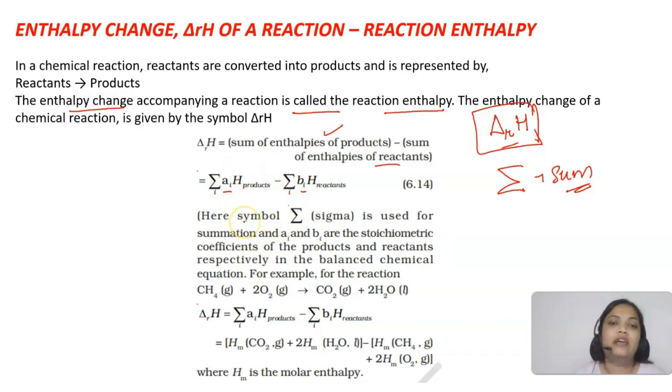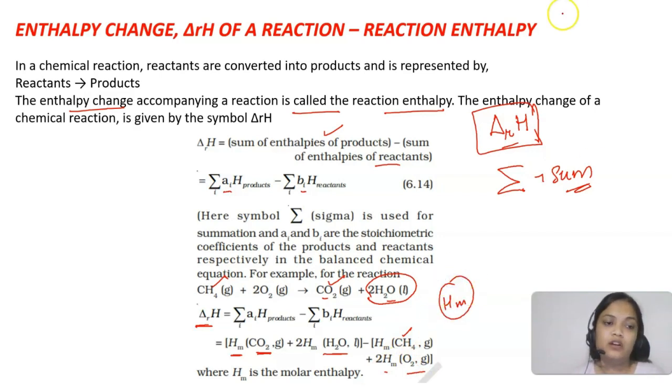All right, let's take an example so you will understand it in a better way. Let's say I have methane plus 2O2 gives CO2 plus 2H2O. So here the enthalpy of the reaction will be the enthalpy of CO2, which is your product, plus 2 into enthalpy of water, where 2 is this coefficient, minus the enthalpy of the reactants, which is enthalpy of methane plus 2 into enthalpy of oxygen. Now this Hm means the molar enthalpy.